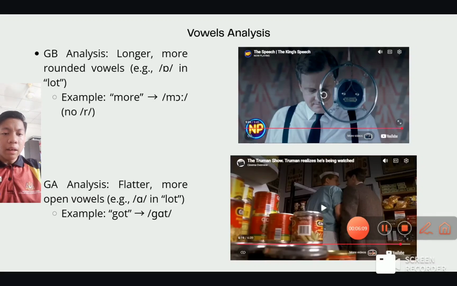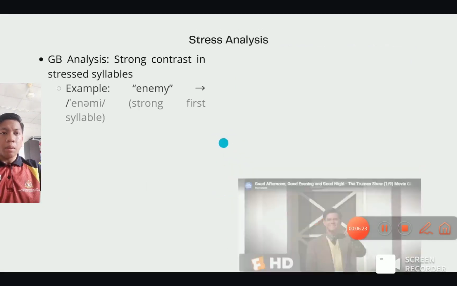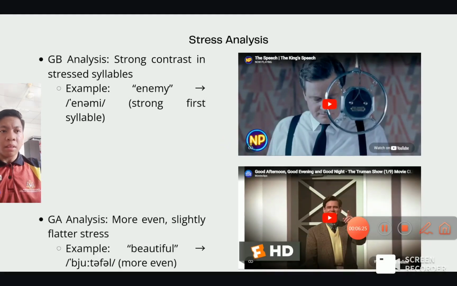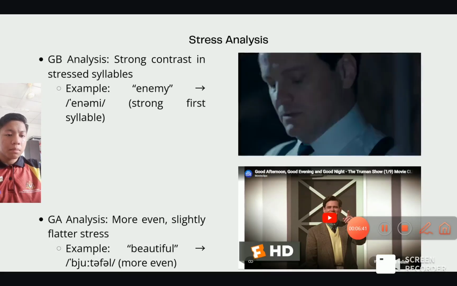Now, as you can hear, when the person said got, it sounds flatter compared to if it was said in a General British accent. Moving on is the stress analysis. The General British accent has strong contrast in stressed syllables. For example, the word enemy.